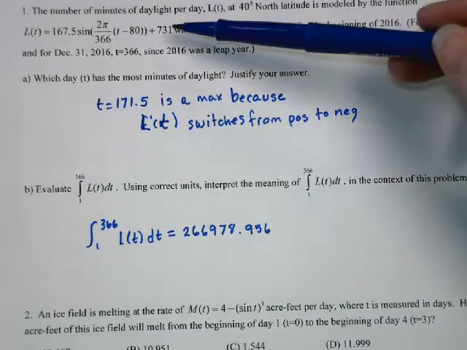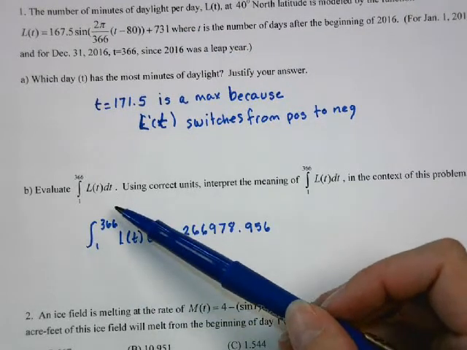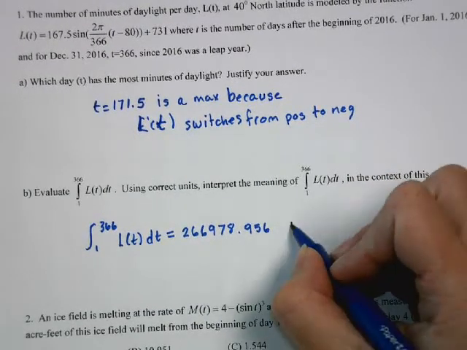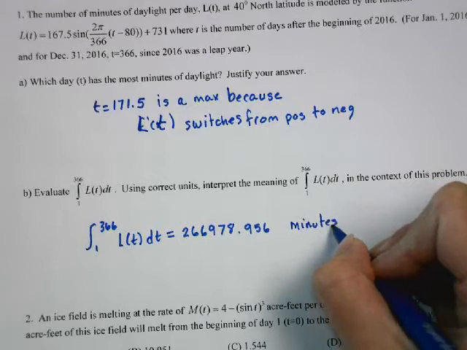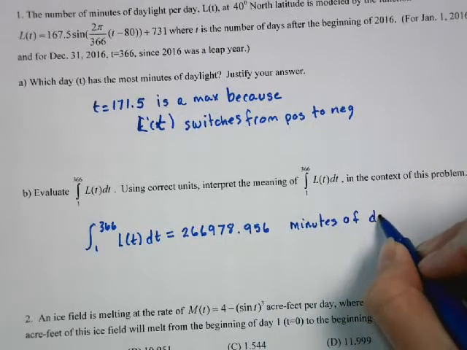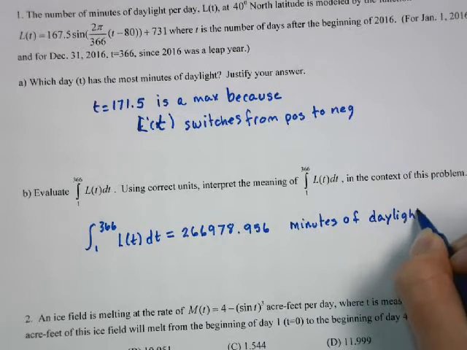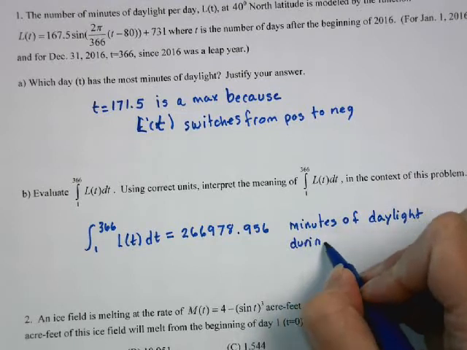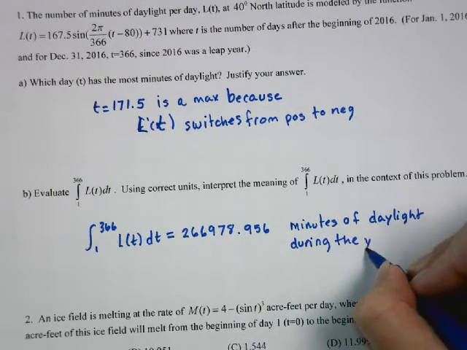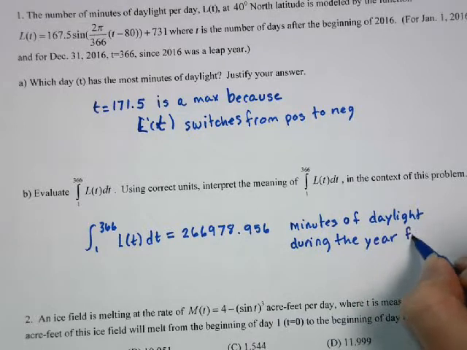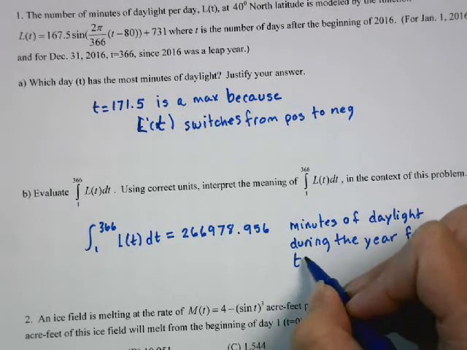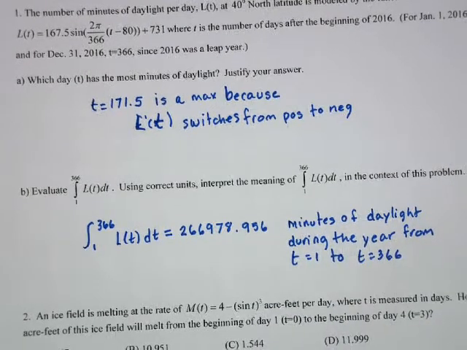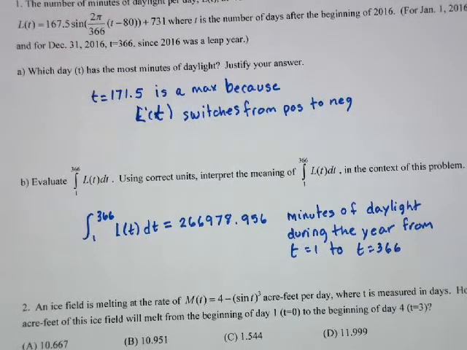Well, if L is giving me the amount of daylight per day, this gives us the accumulation of that, the sum of that, which means this is the minutes of daylight during the year from, and this is important, t equals 1 to t equals 366, or you could say from January 1st to December 31st.